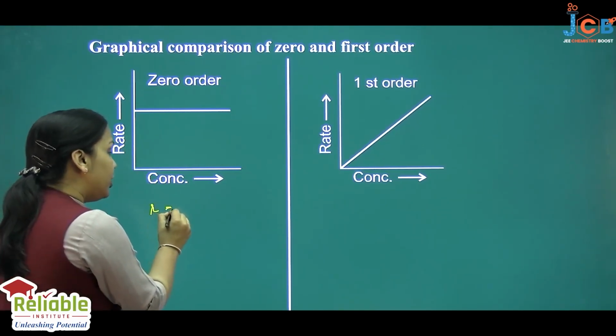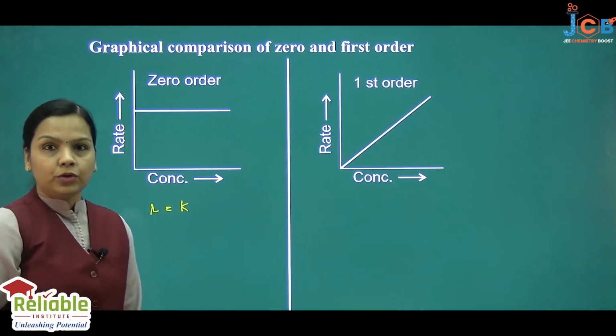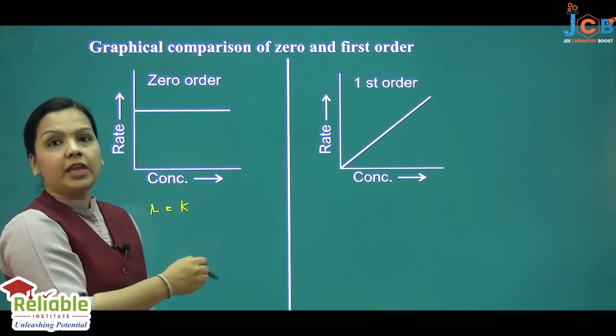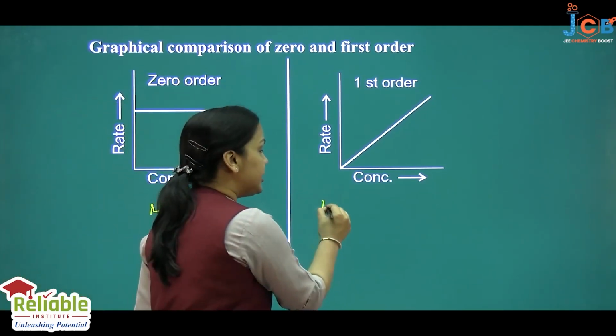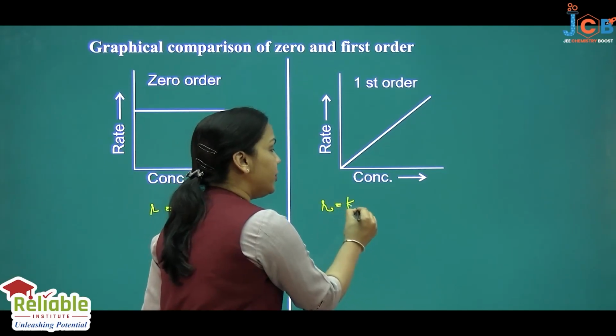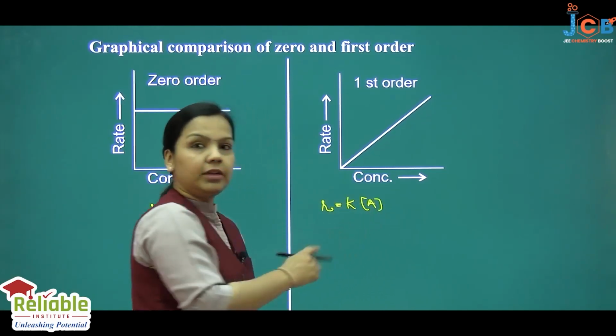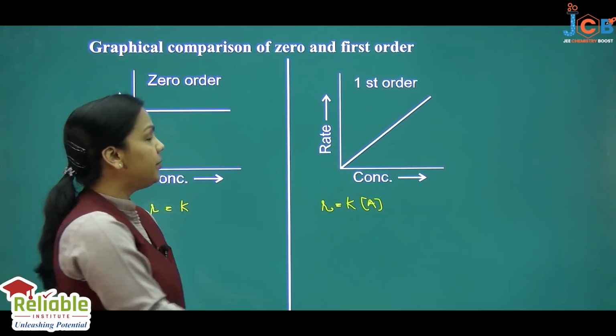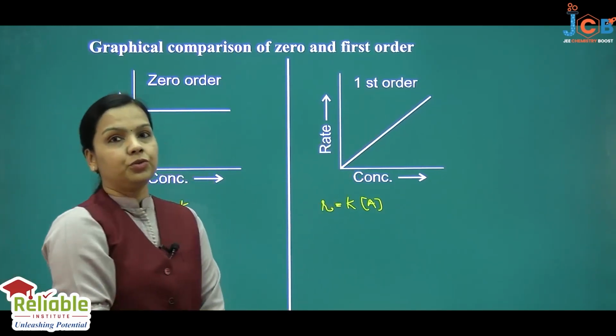So next graph, this is the rate versus concentration. In case of a zero order, we already know rate does not depend on the concentration, rate is a constant. In case of a first order reaction, as it is first order, rate is equal to K into the concentration. It is directly proportional to the concentration, so it will be a straight line passing through origin.